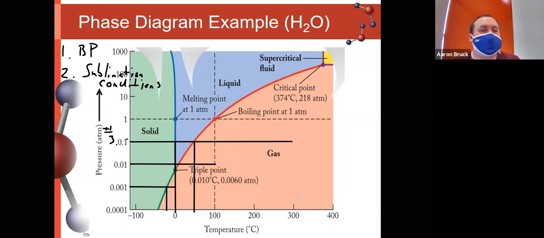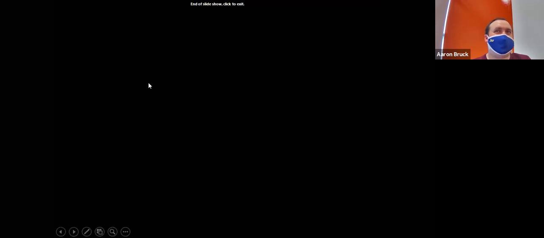All right, any questions with this example? Well, that's chapter six. Phase diagram experts. You should have no problems whatsoever going through and doing that activity in the post lecture.